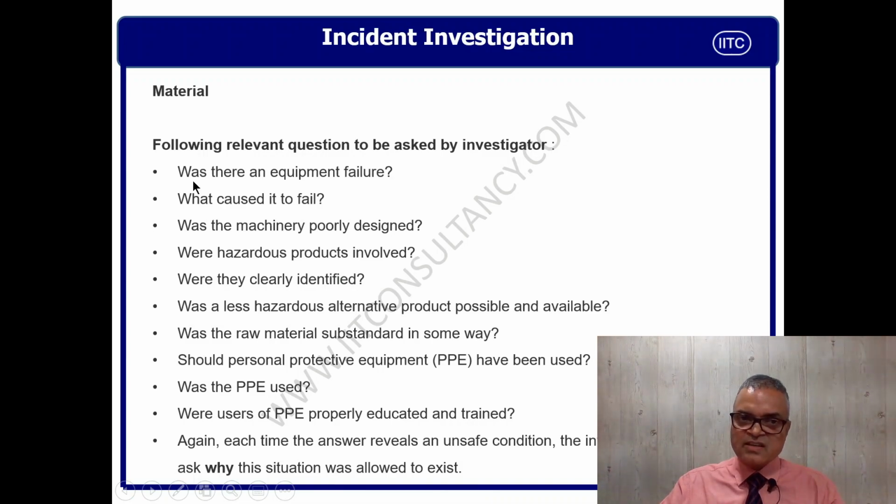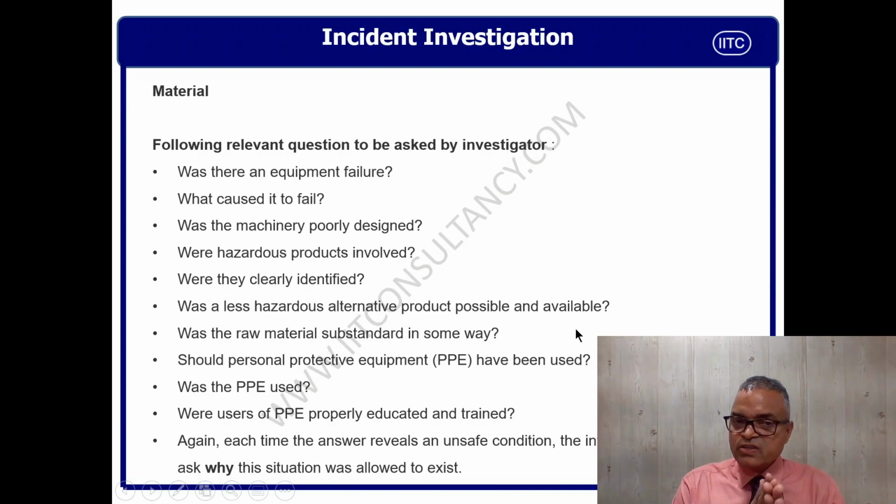These are the questions related to the machine. I will just go through very quickly. Was there an equipment failure, what caused this equipment to fail, what was the reason for equipment failure? Was the machine properly designed, whether the machine used to process the material is poorly designed or properly designed? Was a hazardous product involved, what was the hazardous product, what was the hazardous chemical, what hazardous raw material was used? Were they clearly defined, was the hazardous chemical properly identified, were the hazards properly defined? Was a less hazardous alternative product possible and available?